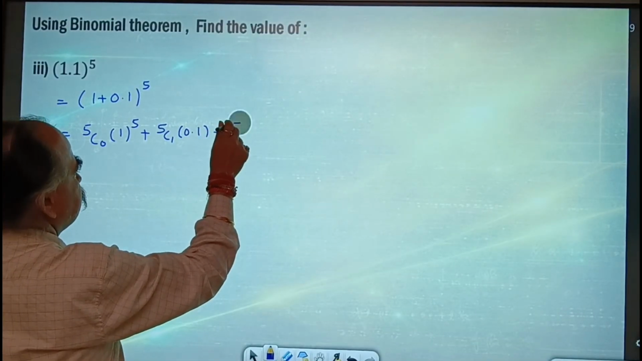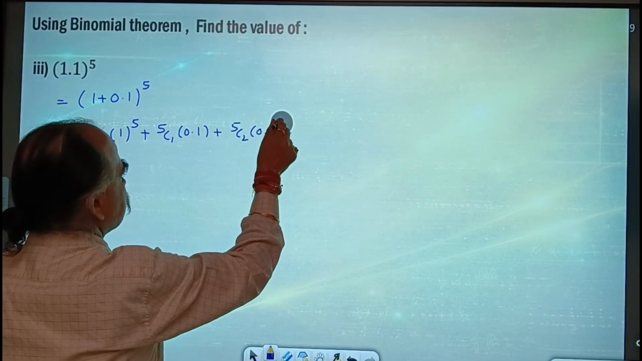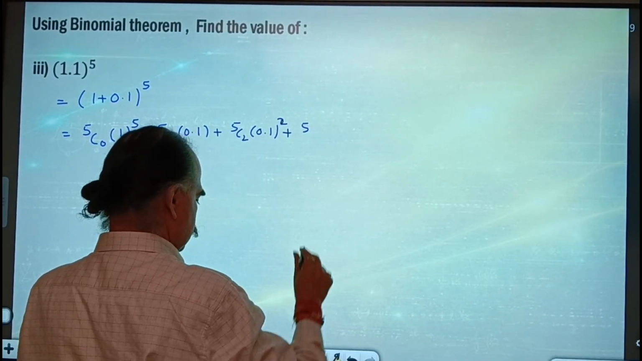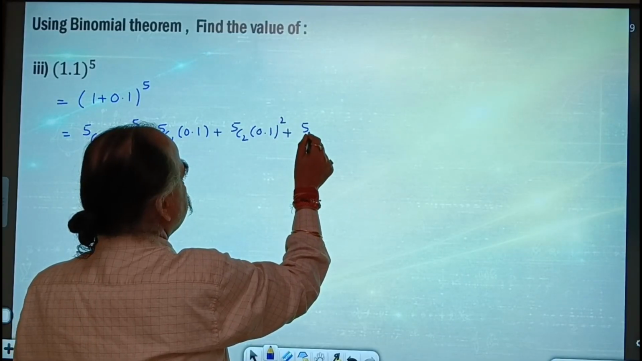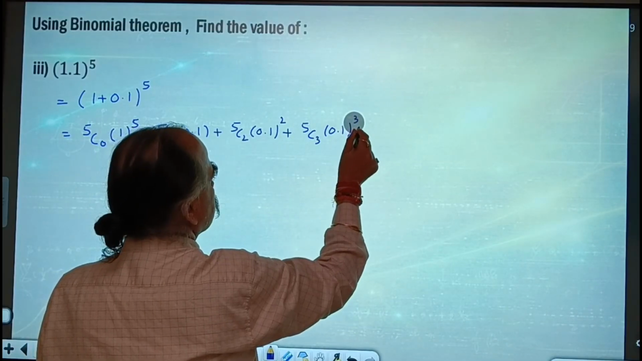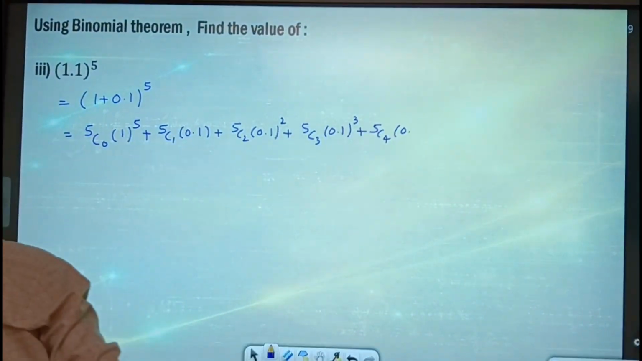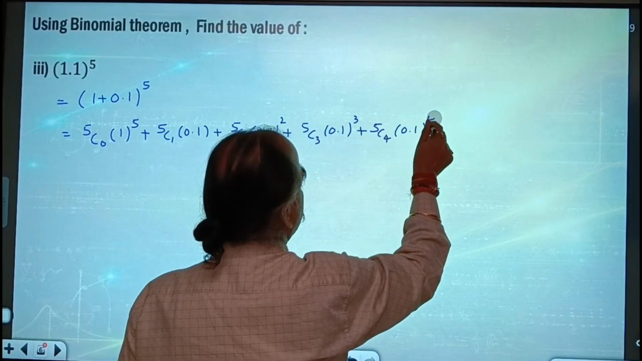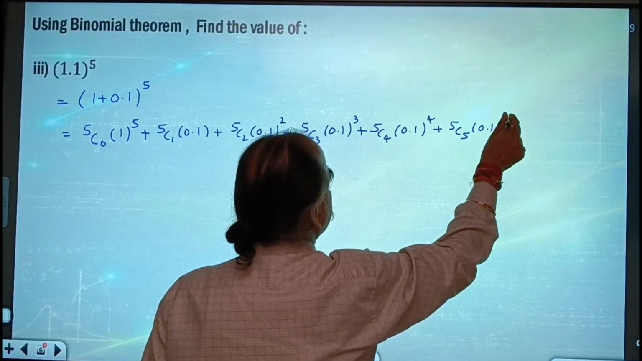0.1 plus 5C2, 0.1 square, 5C3, 0.1 cube, 5C4, 0.1 raised to 4, 5C5, 0.1 raised to 5.